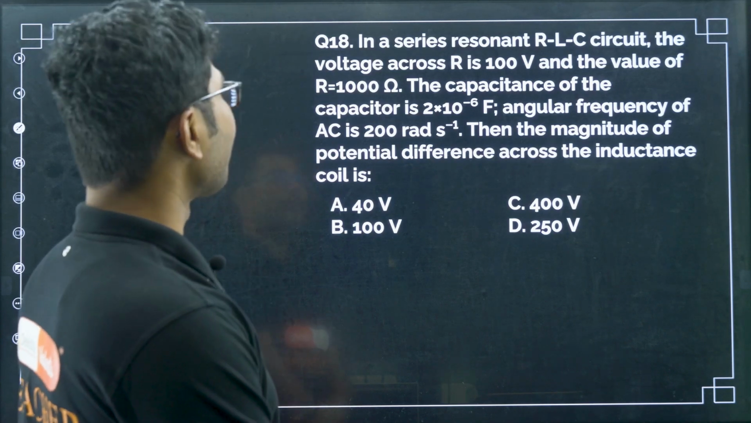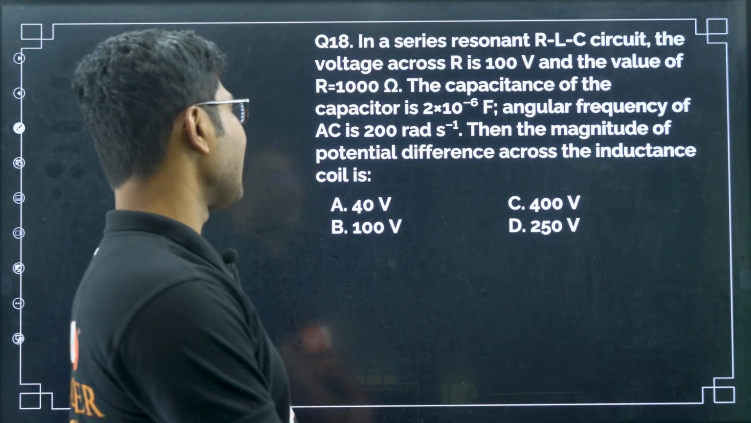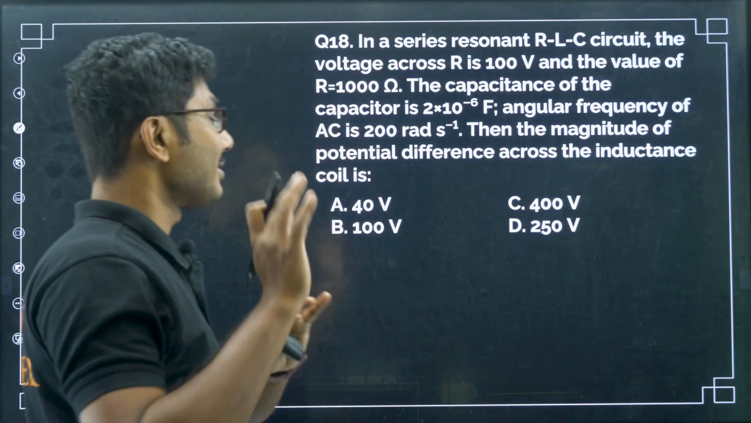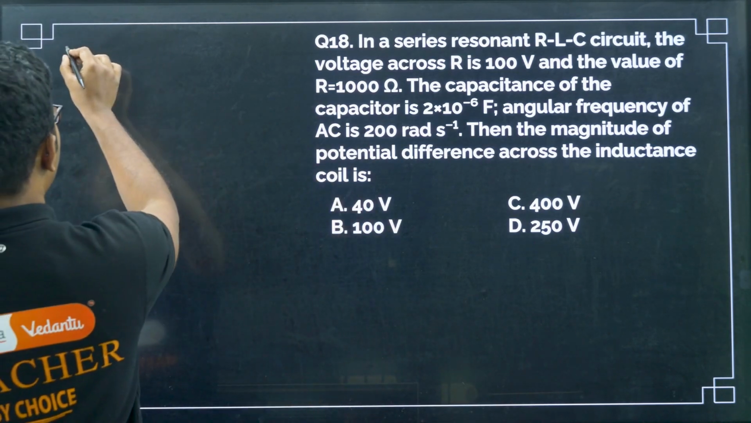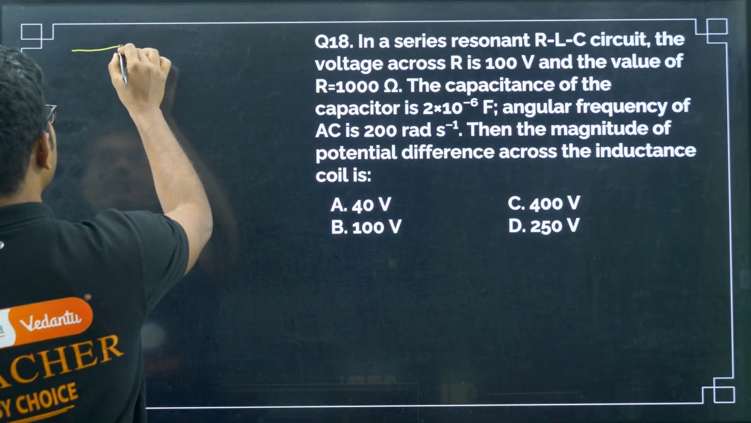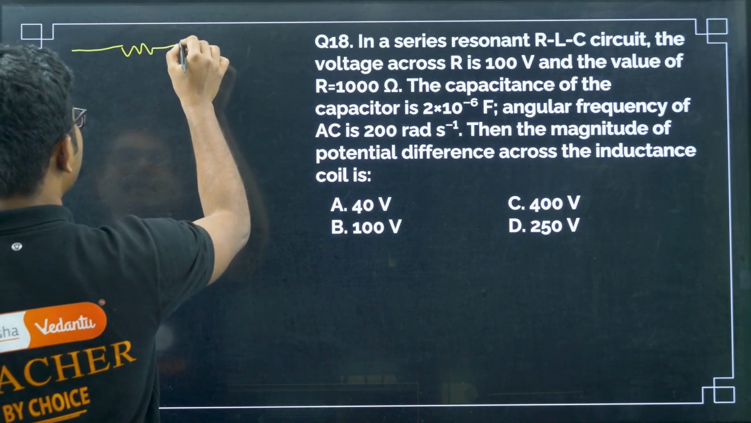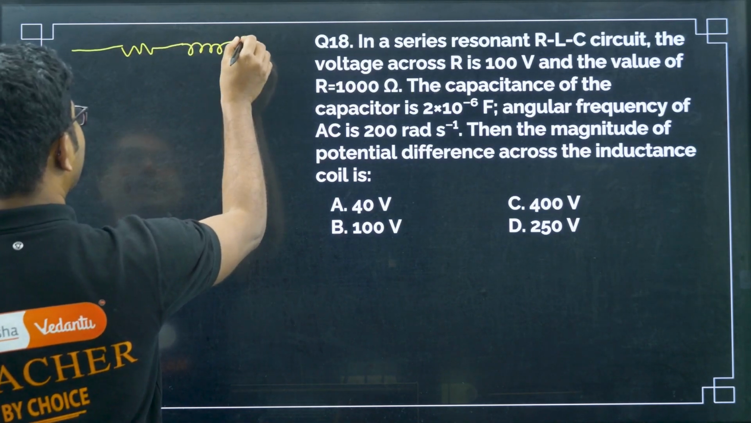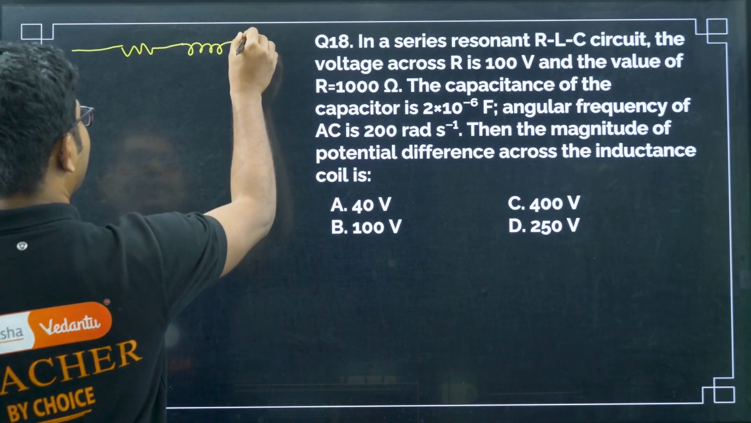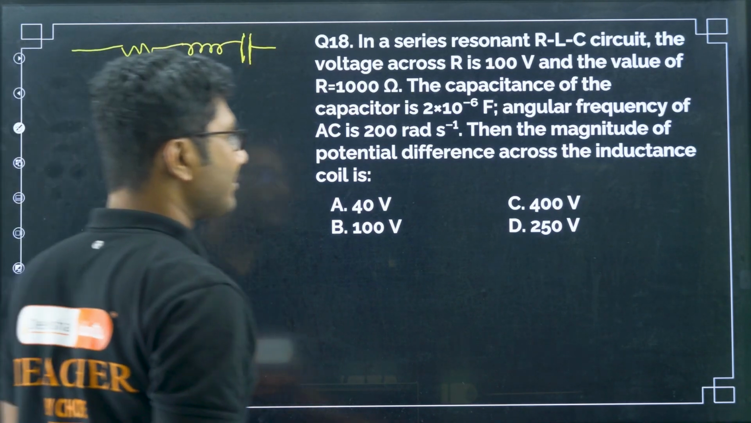Then the magnitude of the potential difference across the inductance of the coil. Long question, let us divide it into parts. So, in a series resonant RLC circuit, it is mentioned that it is a resonance circuit, there is R, there is L and there is a C. The circuit is resonating. What is the meaning of resonance?